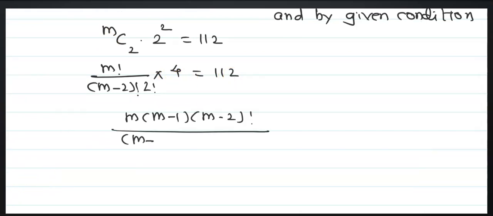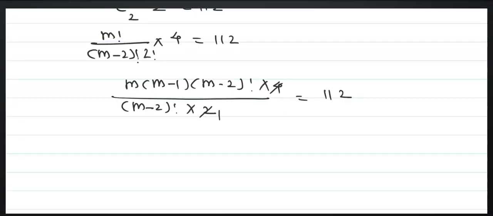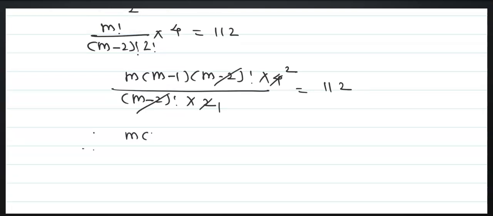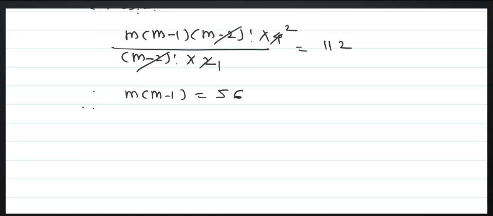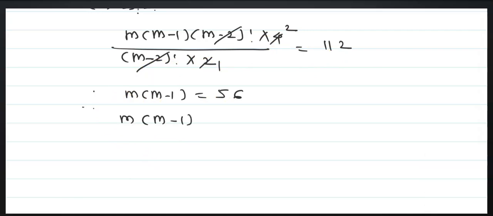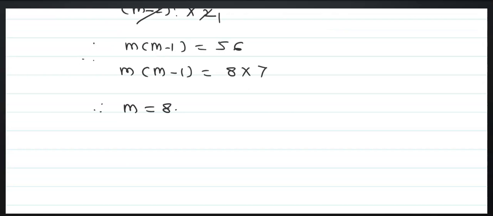m into (m minus 1) into (m minus 2) factorial upon (m minus 2) factorial into 2, into 4. And after the calculations, that cancels. m into (m minus 1) is equal to 56. That is nothing but the product of 8 into 7. Therefore m is equal to 8.